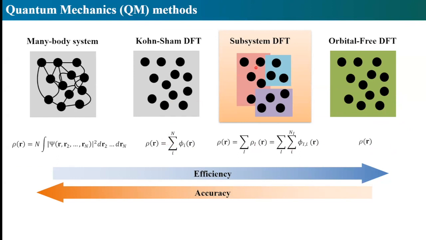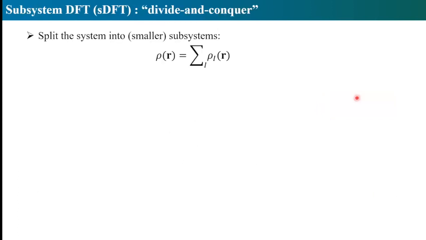So what else can we use? There is one method, subsystem DFT, which wants to achieve the accuracy of Kohn-Sham DFT and the efficiency of orbital-free DFT. So what is subsystem DFT? Subsystem DFT adopts divide and conquer to split the system into smaller interacting subsystems, and the total density is just the sum of each subsystem's density. We can use Kohn-Sham DFT for each subsystem. And recently, we also developed a strategy that lets us use orbital-free DFT for one subsystem.